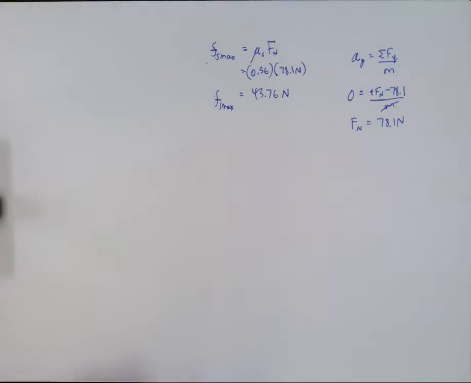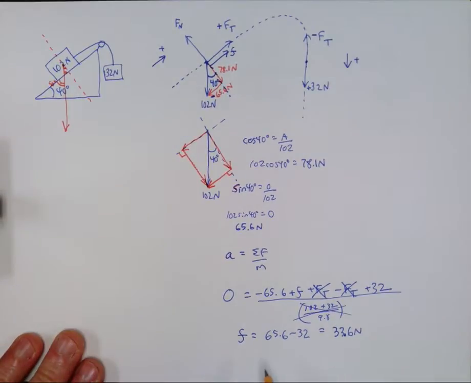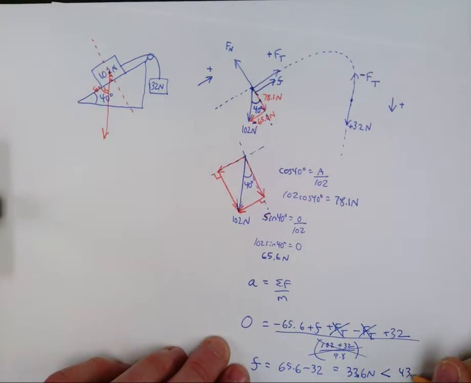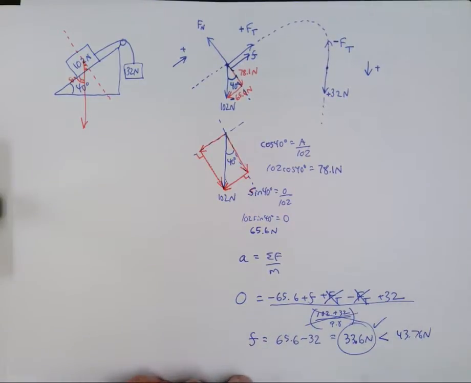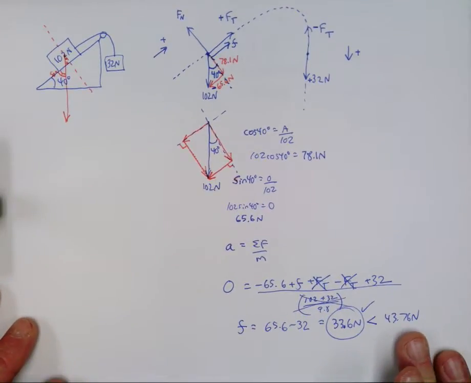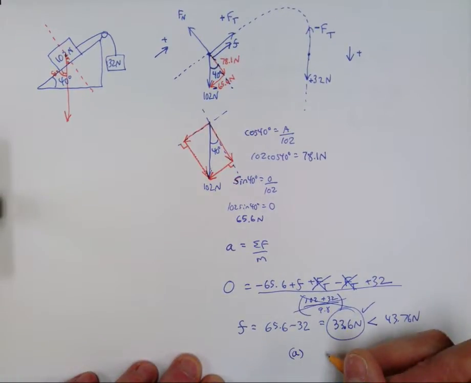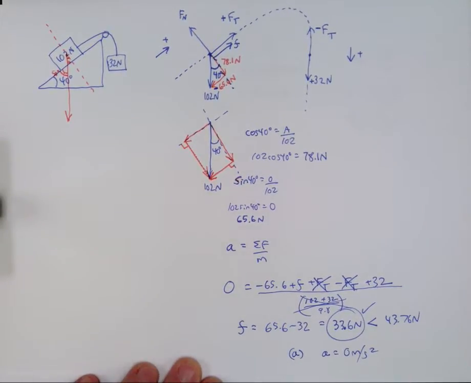So how much force did we decide would be needed for this thing to be at rest? We decided friction had to be 33.6 newtons. Well, that is less than the maximum that static friction can handle, 43.76. In other words, static friction can handle this, no problem. Static friction is going to be able to exert that much force. So that was a long way to go, but the answer to part A of this question is that the acceleration would be 0. This thing is going to stay at rest.